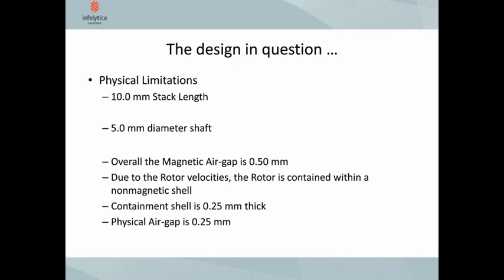Additionally, we're going to confine ourselves to a magnetic air gap of 0.5 millimeter. And because we're going to be operating at 20,000 RPM, we're also going to contain the rotor in a non-magnetic shell. This shell has a 1/4 millimeter thickness. This gives us an overall physical air gap of 1/4 millimeter.